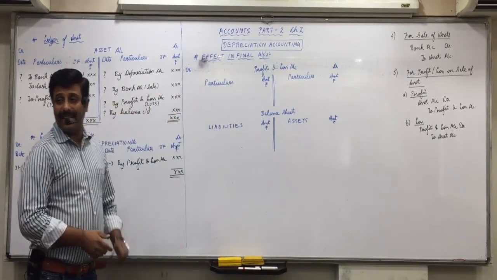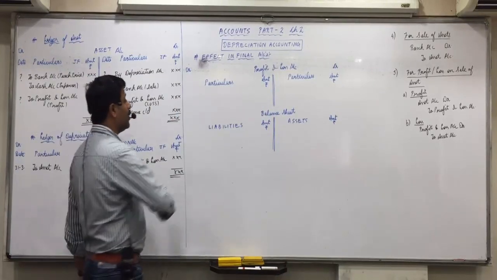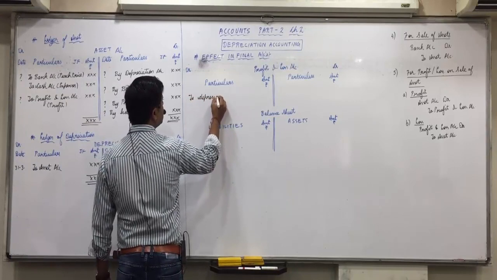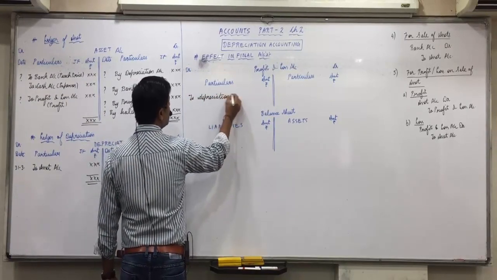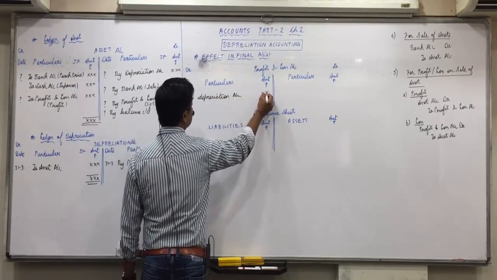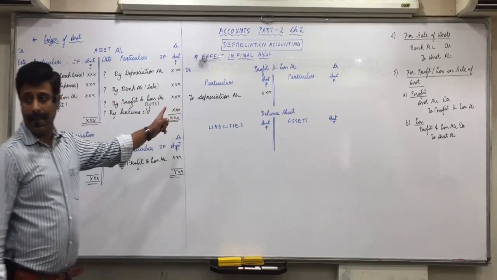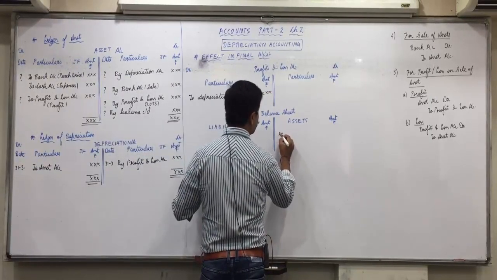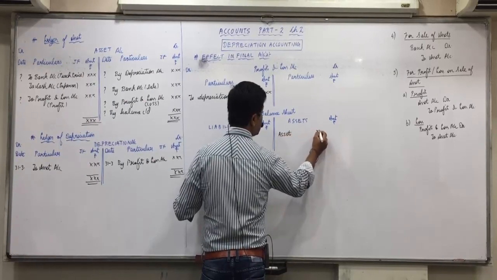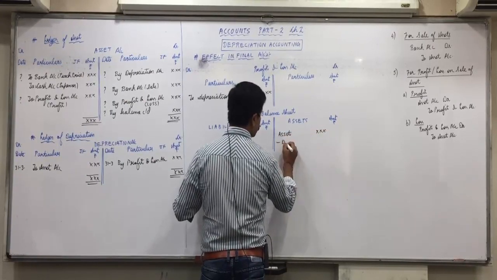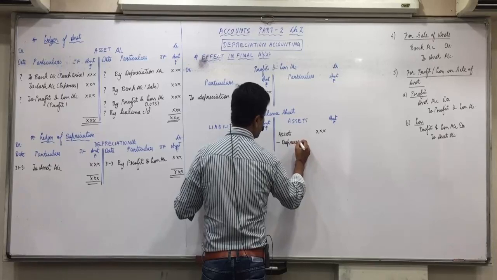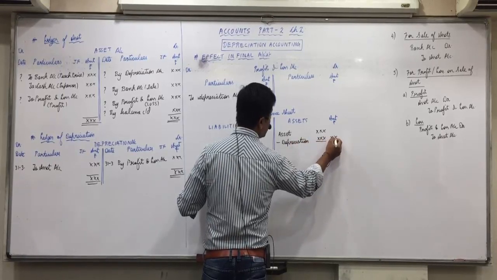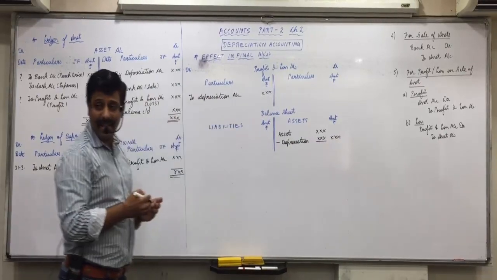We have seen these effects in final accounts. In profit and loss account, it will come on the debit side as depreciation because it is an expense. Particularly, we used to show it under which expense? Other expenses and losses. And you'll subtract it from assets. So under fixed assets, you'll subtract depreciation from fixed assets. This effect also we have already seen in final accounts.